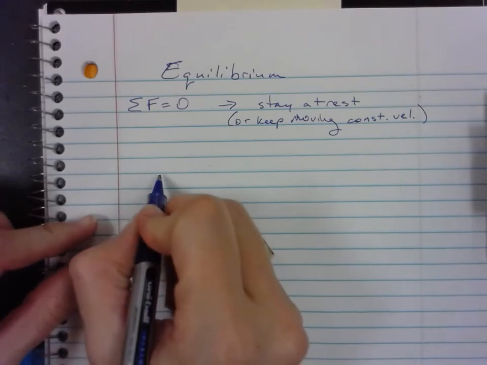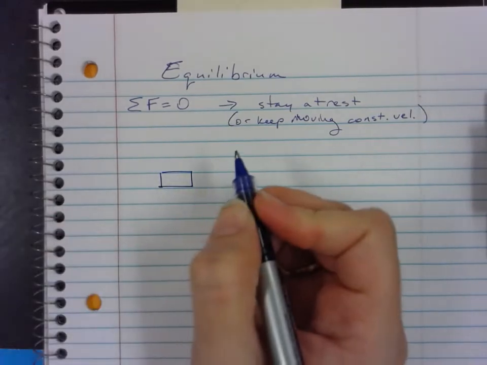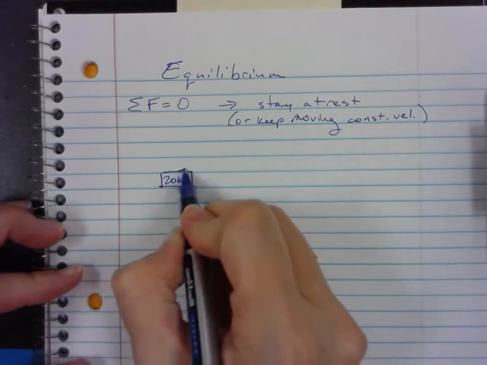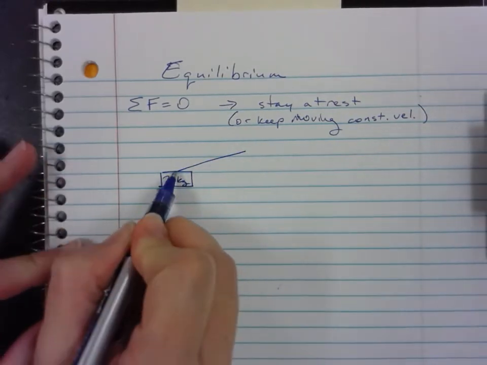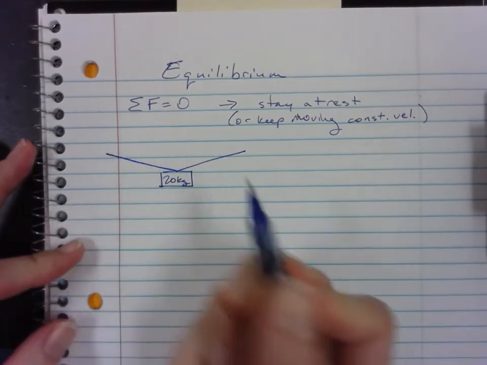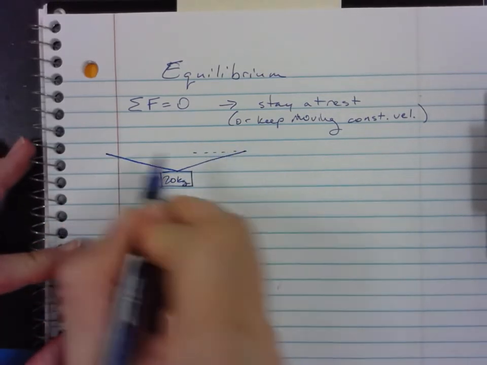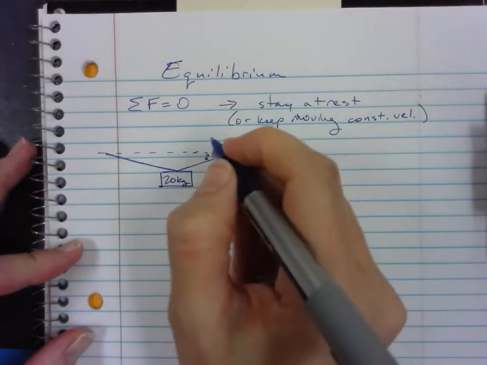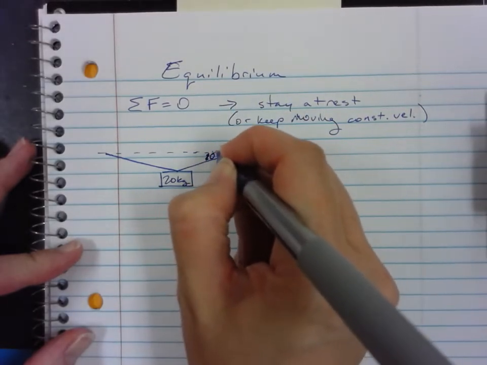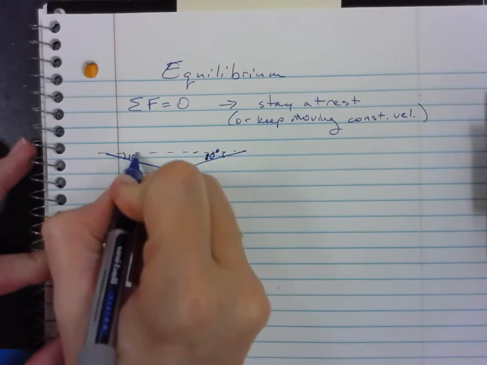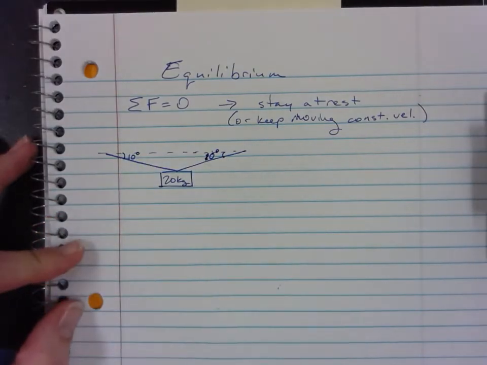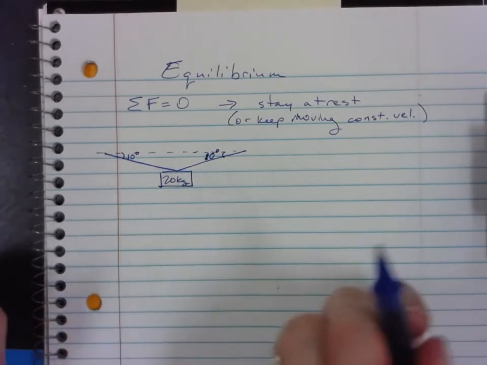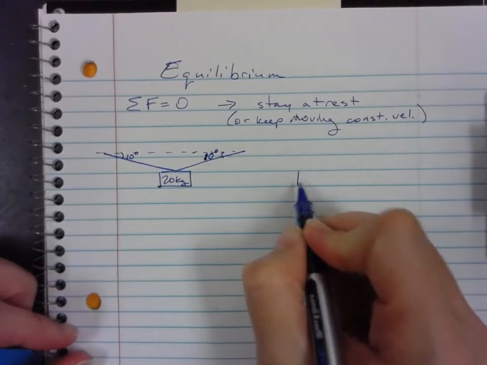So I'm going to start with, I'm going to hang a 20 kilogram sign from the middle of the rope. So this rope makes an angle on each end with the horizontal at, sorry, that was supposed to be a 10 degrees. And the question is, what's the tension on each side of the rope? So we start by making a free body diagram.